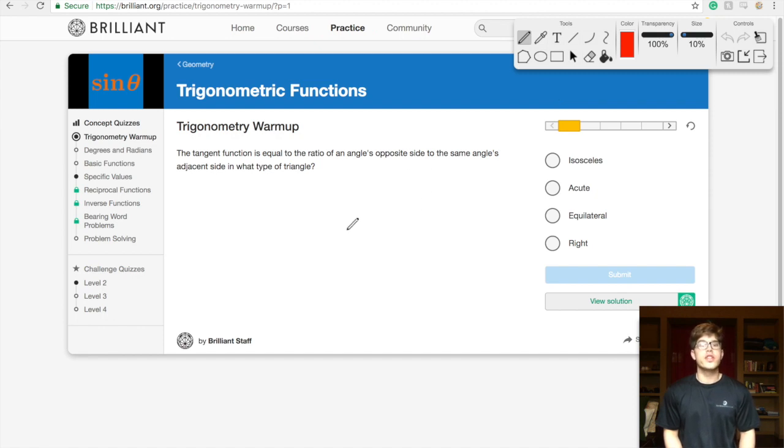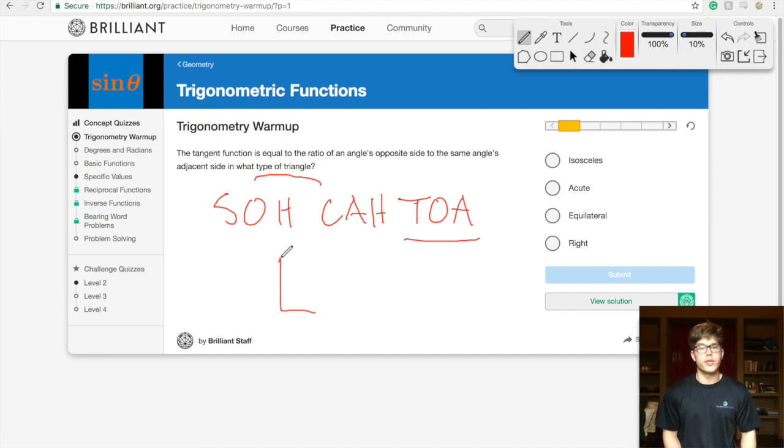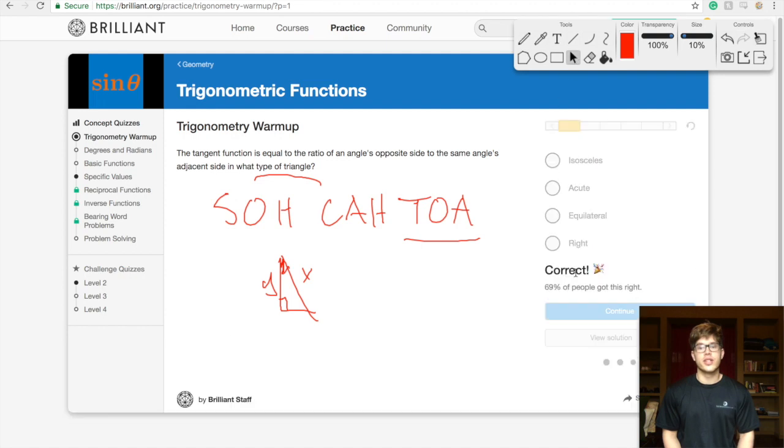The tangent function is equal to the ratio of an angle's opposite side to an angle's adjacent side in what type of triangle? All right, so this is talking about SOHCAHTOA. And when do we use SOHCAHTOA? It's specifically talking about the tangent portion. Well, we use these trigonometric identities for right triangles, looking for these other angle measures or looking for these side lengths. So this is going to be a right triangle. Awesome.